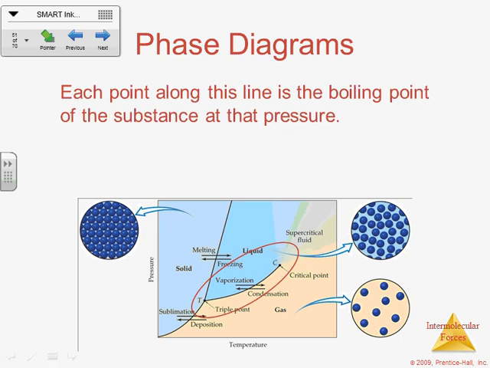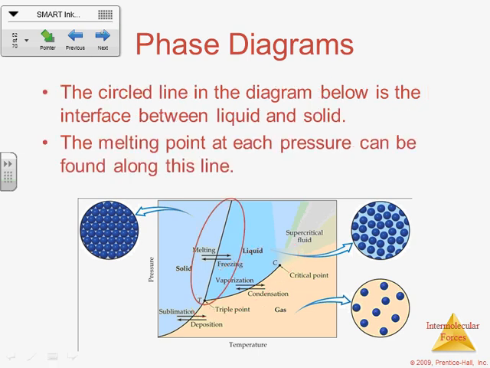Okay, each point along the line that's circled right now is the boiling point of the substance at that pressure. So if you want to know the boiling point of a substance at this particular pressure, you just see where it hits the line, trace it down to that temperature, and that'll tell you the boiling point at that pressure. Okay, so it's a useful diagram.